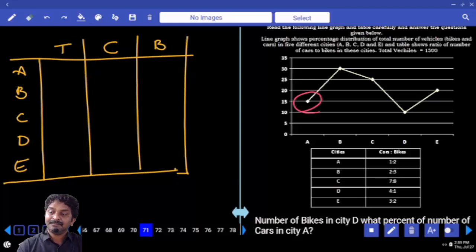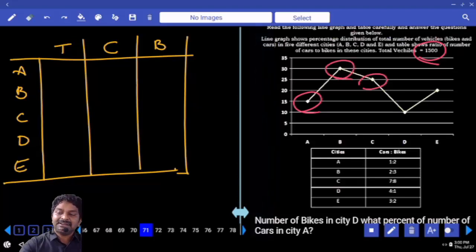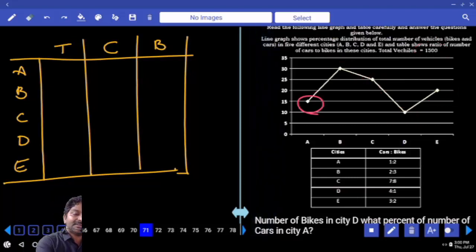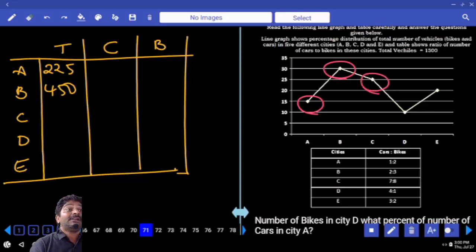What percent is that? What is 1% value? 15. So here every percentage number should be multiplied with 15 only. 15 15s, 225. 30 15s, 450. Next, 25 15s, 20 square minus 5 square.